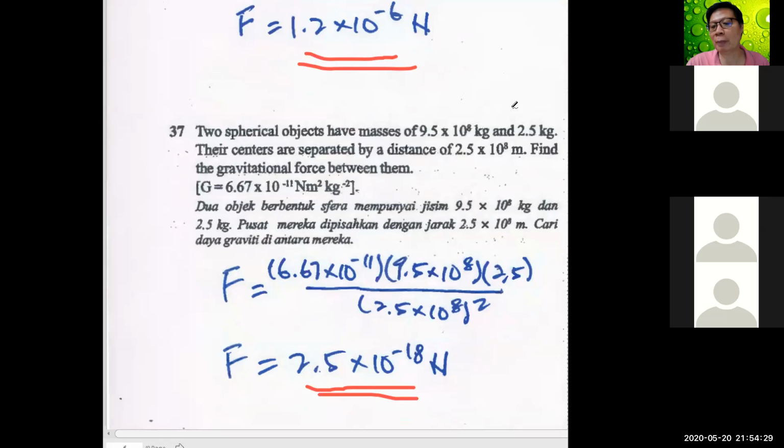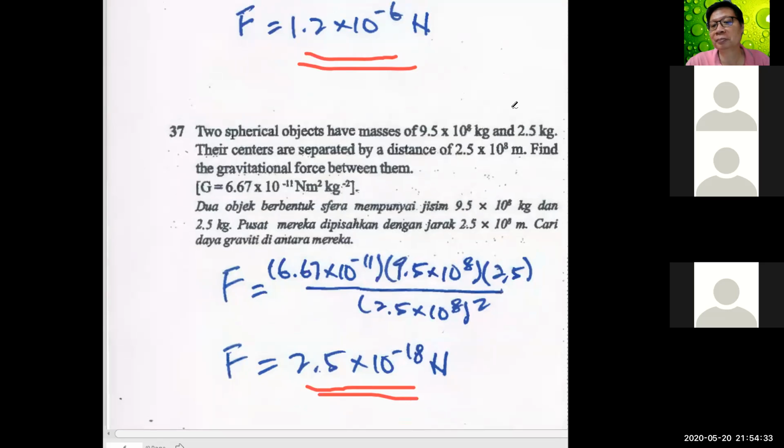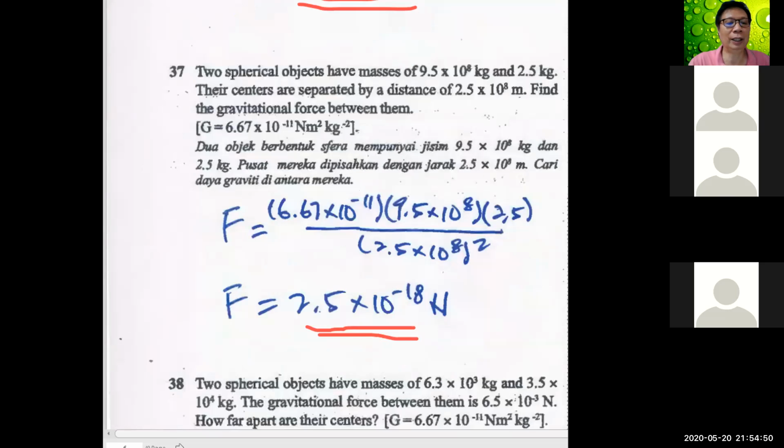Sima, can follow, Sima? Yes, sir. You didn't follow this chapter when I was teaching it, correct or not? Correct, sir. Now you can follow, slowly, okay? Mm. All right.